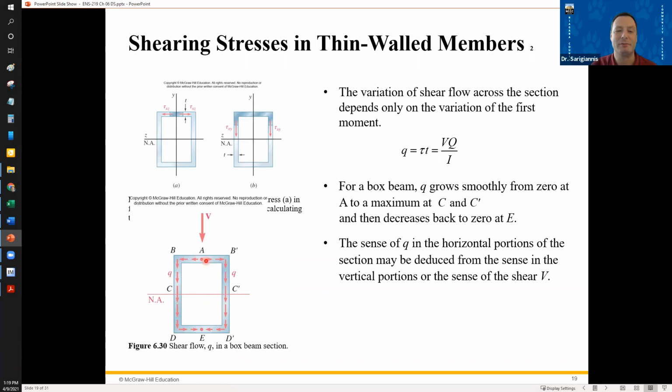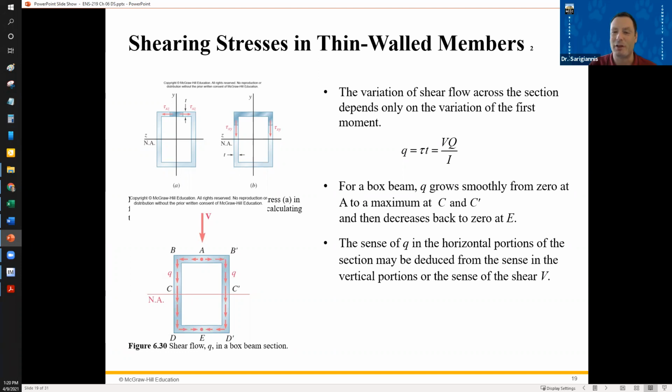See these little arrows? The length of these arrows is indicative of the magnitude of the shearing stress. So what happens is it increases, increases, increases, and then once you cross the neutral axis, it decreases, decreases, decreases, as the area first expands and then contracts. So you get that sort of cyclical increase and decrease.